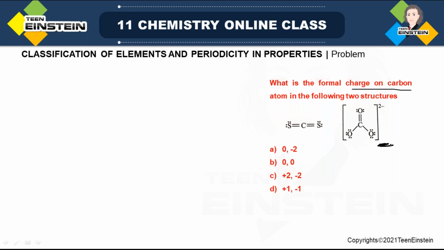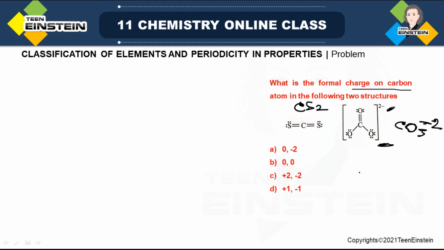And the second structure is basically a polyatomic ion, more than one atom carrying two negative charges overall. So this is a polyatomic ion. One is the neutral molecule CS2, carbon disulfide, and the second one is a polyatomic ion, which is basically the carbonate ion, CO3 carrying two negative charges. Okay, and this molecule is CS2.